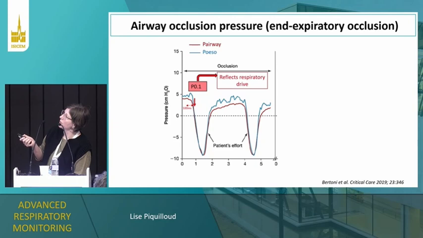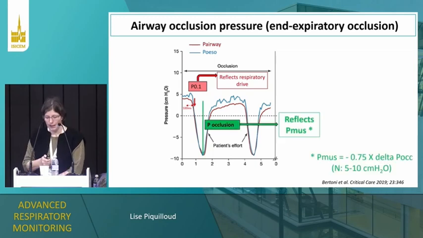You can use this occlusion pressure. Same system as for PO1, but this time you look at the maximal decrease of airway pressure during the occlusion. And this reflects the muscular pressure. And in a quite big series of patients, the team from Bertoni have correlated the values measured with the esophageal balloon and with the occlusion pressure.